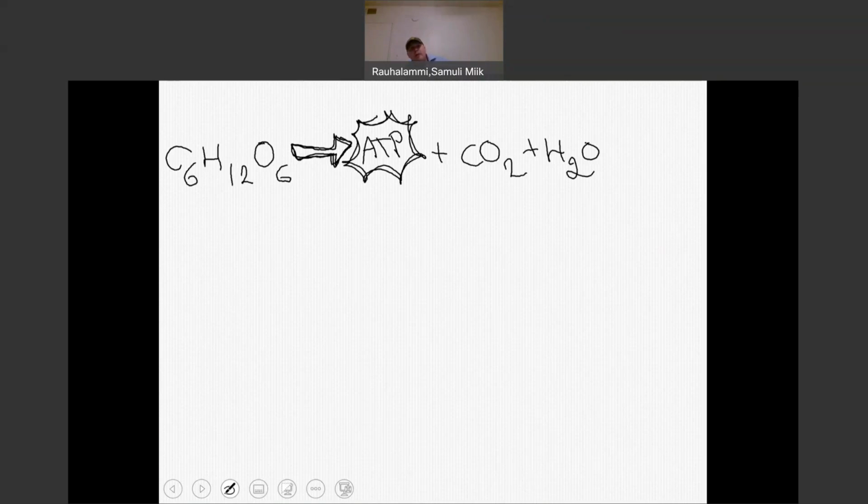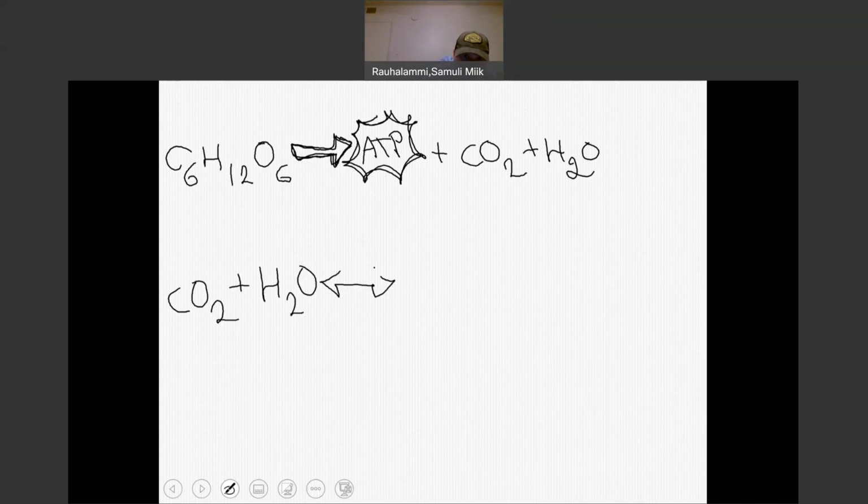So it's the energy production that we're really interested in, production of ATP out of the glucose, but we are left with carbon dioxide and water that we need to get rid of. So really, when we think of the role of the respiratory system, we're interested in what to do with this extra water, with this extra carbon dioxide.